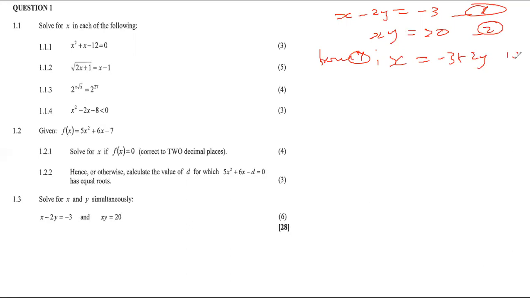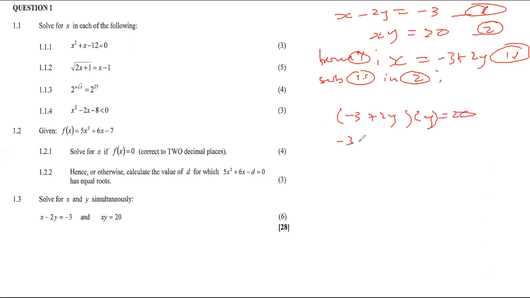So that's equation 1.1 because I derived it from 1, and then I'll substitute 1.1 in 2. What do we get now? We have minus 3 plus 2y times y is equal to 20. This thing here is minus 3y plus 2y squared minus 20 equals 0. Now I have a quadratic, which you can, of course, solve using the quadratic formula.